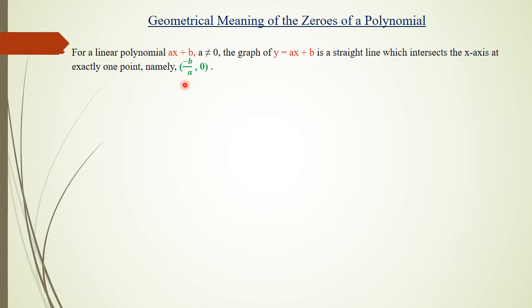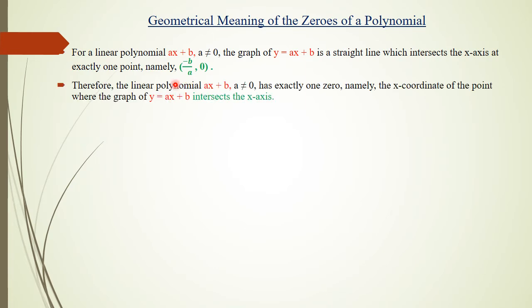You have already seen in the previous slide how we calculate 0 of a linear polynomial. We get the answer as minus b by a. Therefore, we can also see here that the x coordinate of the point where the linear polynomial cuts the x-axis is also considered as 0 of that polynomial. Therefore, linear polynomial ax plus b has exactly 1 0. That is nothing but the x coordinate of that point where that straight line cuts the x-axis. A polynomial of degree 1 can at most have 1 0. It cannot have more than 1 0. Therefore, a linear polynomial can have a maximum of 1 0.